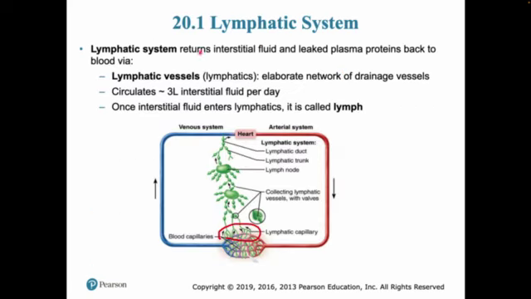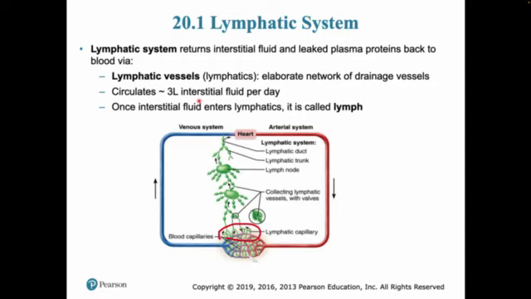So the lymphatic system returns the interstitial fluid. This is basically leaked fluid that comes out of the blood, and it also has plasma proteins. It is leaked from the capillary part of blood vessels, and then it has its own network, and then it empties into the venous system. So the lymphatic vessels are nothing but an elaborate network of these drainage vessels, and approximately it circulates around 3 liters of interstitial fluid.